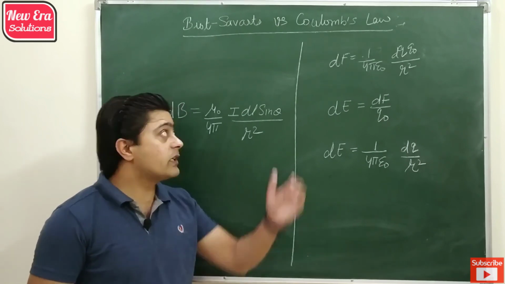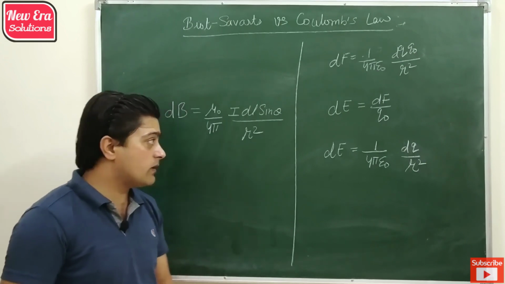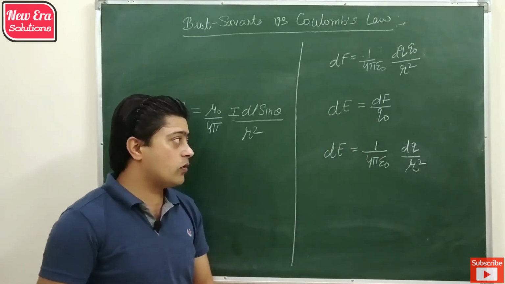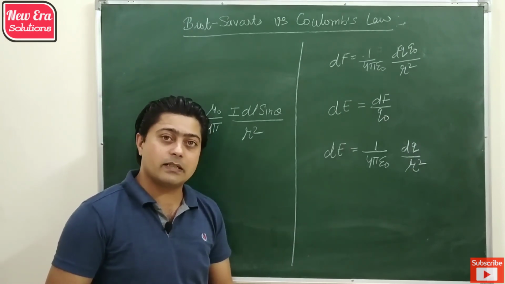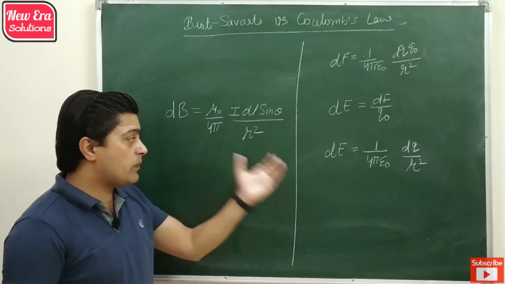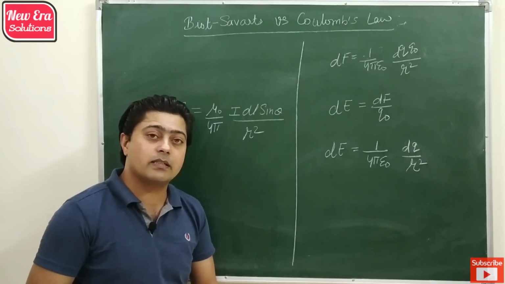If we talk about the differences between these two laws, the first thing we observe is that the electric field is always in the line of force, or you can say in the direction of the displacement vector, but the magnetic field is always perpendicular to the direction of current as well as the direction of the displacement vector.